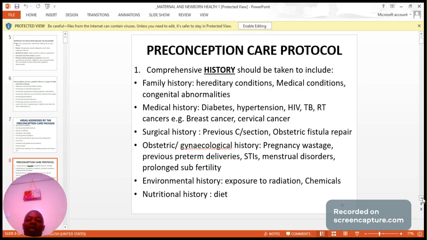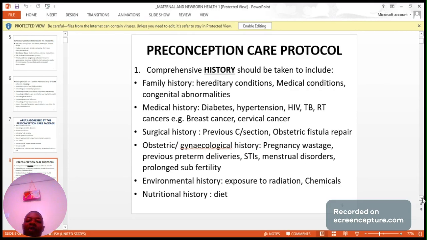So obstetric and gynecological history is also checked. We check on pregnancy wastage, previous preterm deliveries, any STIs, menstrual disorders, and prolonged infertility. Prolonged infertility is a mother who has stayed 3-4 years, even 5-10 years, without giving birth after the last pregnancy or delivery. That can be indicative of many other conditions, so it must also be checked.